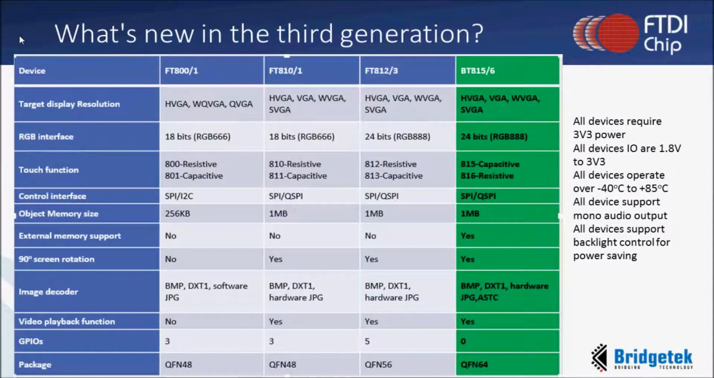This is a comparison table of the previous Eve generations and the new BT815/6 Eve third generation. All devices require 3V3 power. All device IOs are 1V8 to 3V3. All devices operate between -40 and +85 degrees Celsius. All devices support mono audio output, and all devices support backlight control.